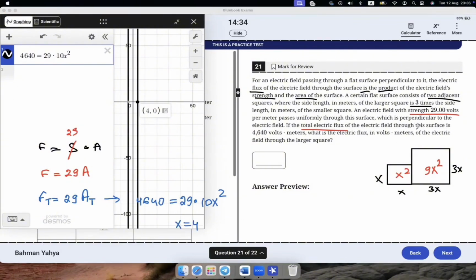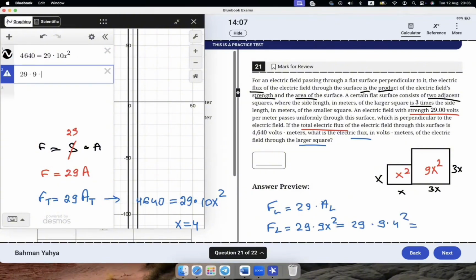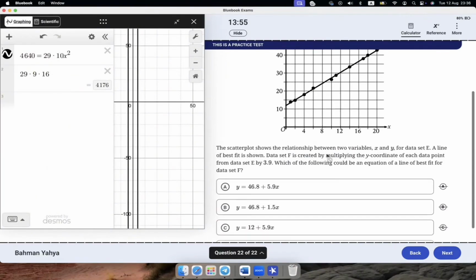What is the question? What is the flux for the larger surface? That's easy. Flux for the larger one is 29 multiplied by the area for the larger one, isn't it? What is the area of the larger one? 9x. So I know the x also, so I'll write 4 squared. 4176.